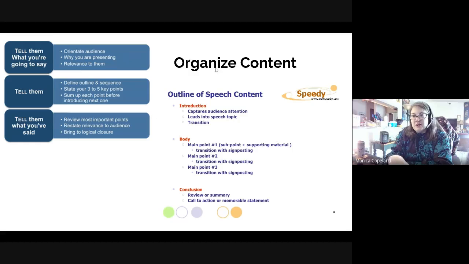So here's some examples of how to organize content. Most speeches follow the same organization pattern as an essay. Not the exact same writing, but the same pattern. So you have an intro where you tell them what you're going to tell them, then the body, where you tell them, and then the conclusion, where you tell them what you've told them. That's the basic steps to help someone remember what you've said. So here's what I'm going to tell you. Tell them what you told them. Remind them.